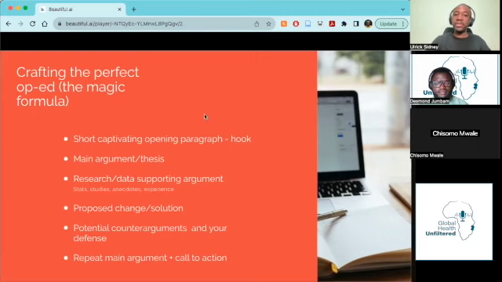Before you close, once again, repeat the main argument and a call to action. We'll emphasize that again.